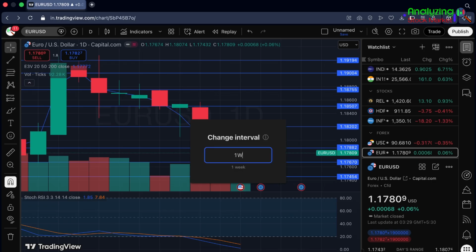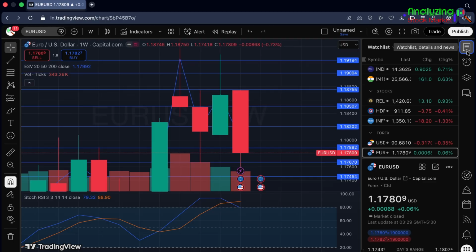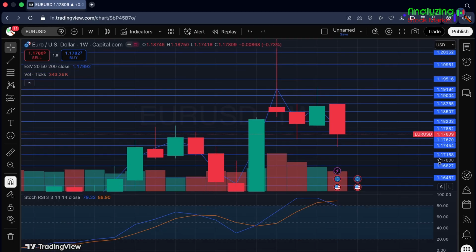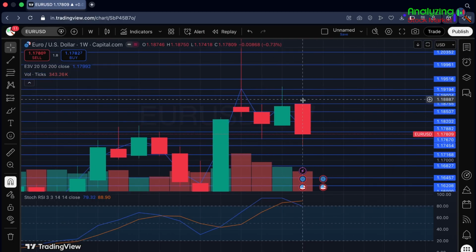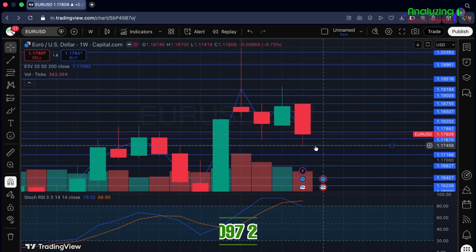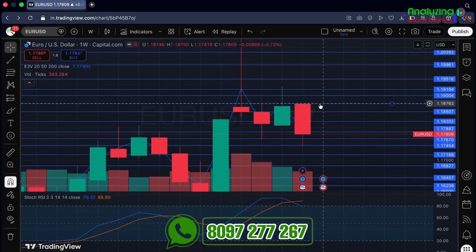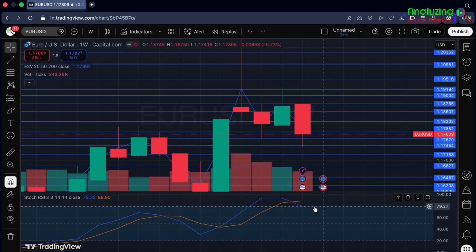So let's open a weekly chart over here. So here this is a weekly chart. In this weekly chart you can see a good bearish candle with a big body and a small lower wick. If I talk about the upper wick, there is a very tiny upper wick. The stochastic RSI is around 79.88 levels, which is at overbought levels, which is surely indicating a negative momentum.